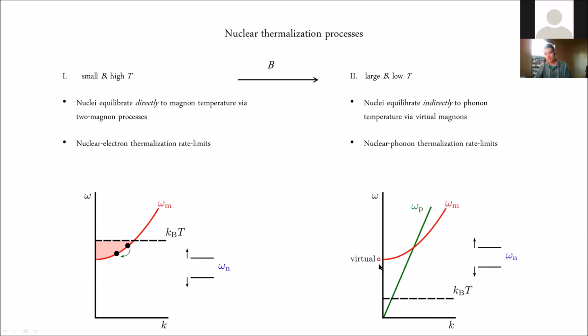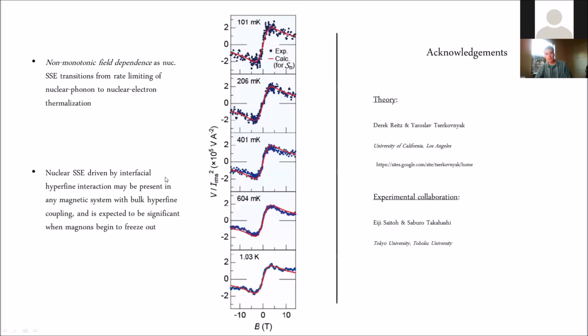At high fields, the magnons are gapped out, and so it's instead virtual magnons which mediate the thermalization of the nuclear spins with phonons, because the nuclei do not couple to the phonons. They only couple through the hyperfine interaction to magnetic spins. So this is a very slow process, and in high fields, we end up getting the nuclear-phonon thermalization rate limiting the total spin current. All right, so that's the basic explanation for the non-monotonicity in the data.